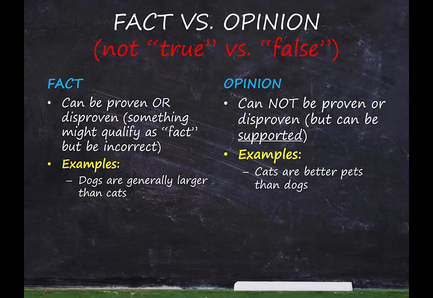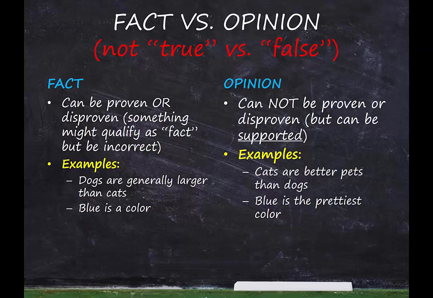They'd say it's better that the dogs go do their business in the backyard. Let's look at a couple more examples. Blue is a color. You can prove that by looking up the word blue in a dictionary. How about blue is the prettiest color? Again, some people will disagree with that, and you can't prove which one is prettier.